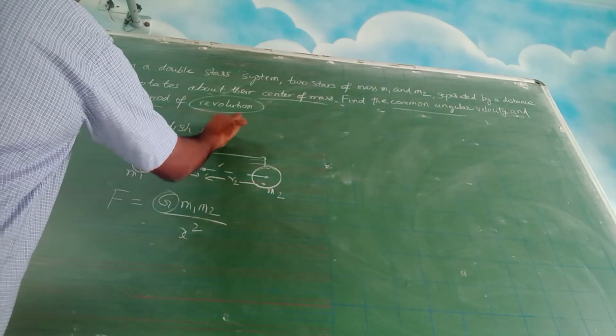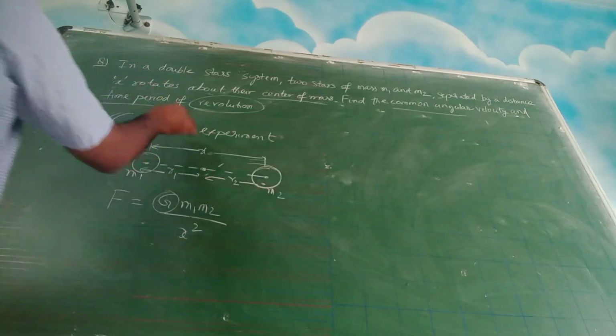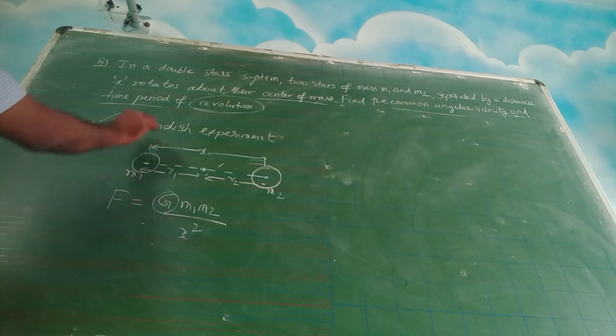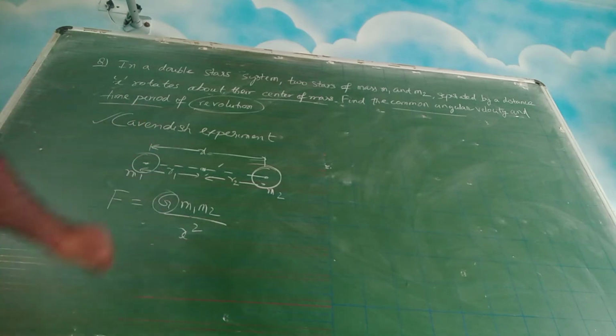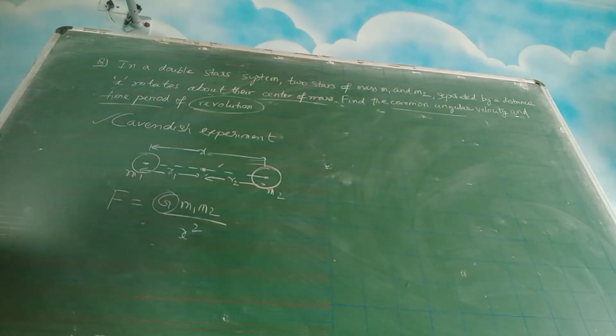Cavendish experiment. I am not getting into what this Cavendish experiment is and all that. If any question comes on that, you should be able to answer that this G is determined by the Cavendish experiment. Now G m1 m2 by r square. Now this is the gravitational force.